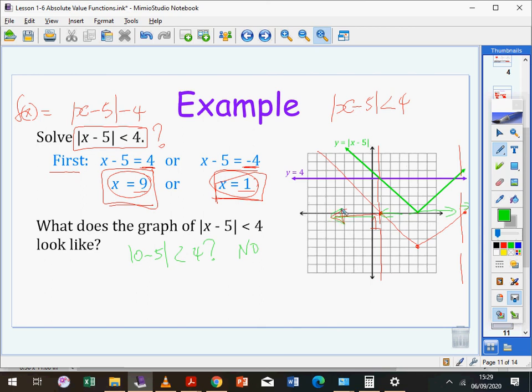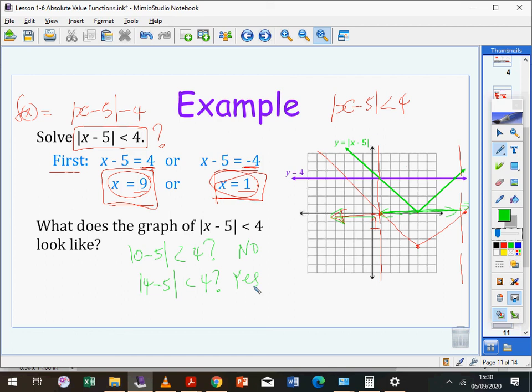Let me check the section between 1 and 9. I can pick any number from there. Let me pick 4. Is the absolute value of 4 minus 5 less than 4? The answer to that is yes. So I know that any value between 1 and 9 is going to satisfy the inequality.